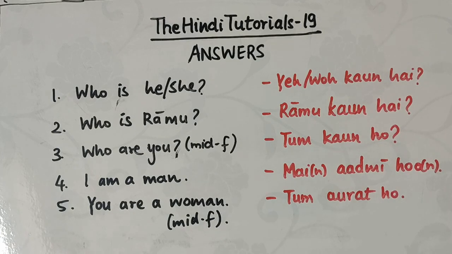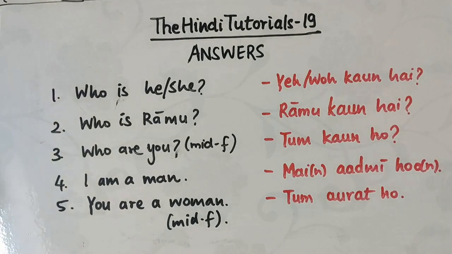In the previous lesson, we started learning the verb hona, which is to be. We learned the first three forms, which are हूँ, हो and हैं. मैं हूँ, तुम हो, तू है, और ये है और वो है. And here I am with the answers of the questions that I gave in the end of the previous video. ठीक है?